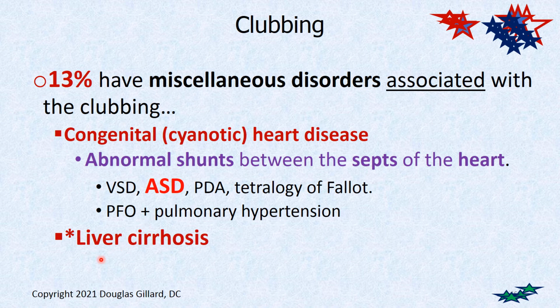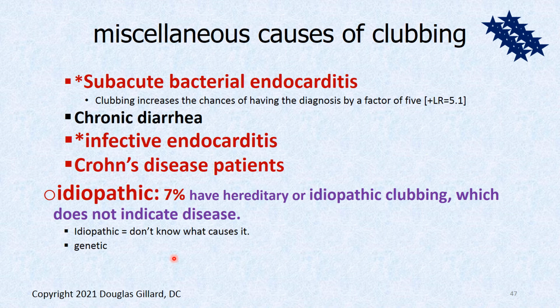Liver cirrhosis is another cause of it. Subacute bacterial endocarditis. In fact, the guy who discovered this clubbing phenomenon, that's what he had. He had a bacterial infection of the heart, and he noticed his nails were getting really thick. And they made the diagnosis, and they treated him, and the nails decreased back in size. And then about 10 years later, the nails started getting thick again, and he went right in to get his heart tested. He already knew what it was, and sure enough, he had endocarditis.